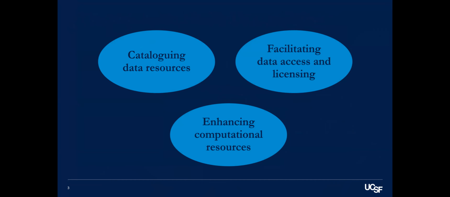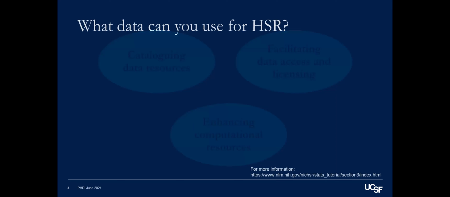One is cataloging data resources so that you can find the types of data that you want. The second area is around facilitating data access and licensing so that you can get all the proper approvals in place to access the data that you want to use. And then enhancing computational resources so you have enough horsepower and memory and computing space to do the work that you want to do. So I'll talk about each of these. We'll start with the cataloging piece.